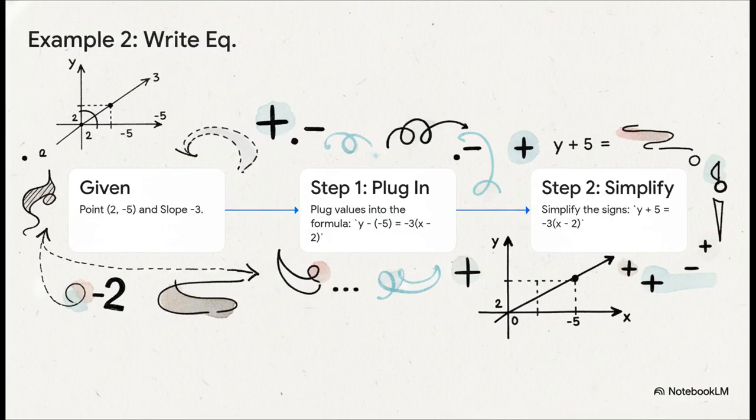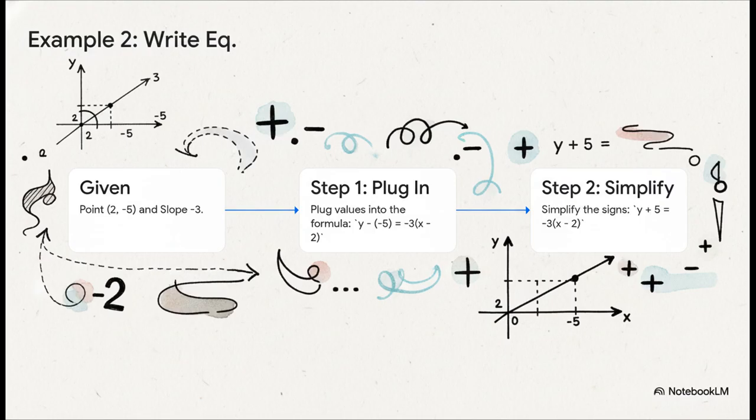Okay, let's flip it around. This time, we're going to write the equation. We've got a point, (2, -5), and a slope of -3. All we do is plug them straight into the formula template. So it's y minus our y value, which is -5, and that equals our slope, -3, times x minus our x value, which is 2.